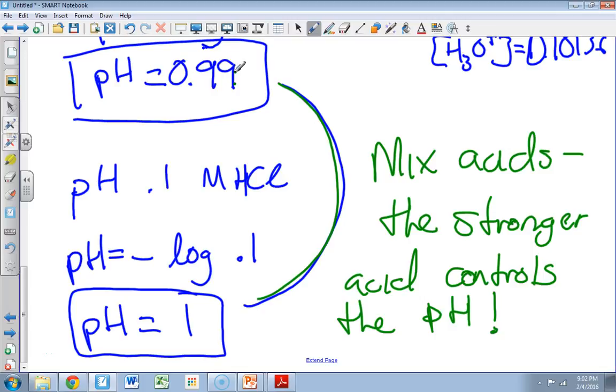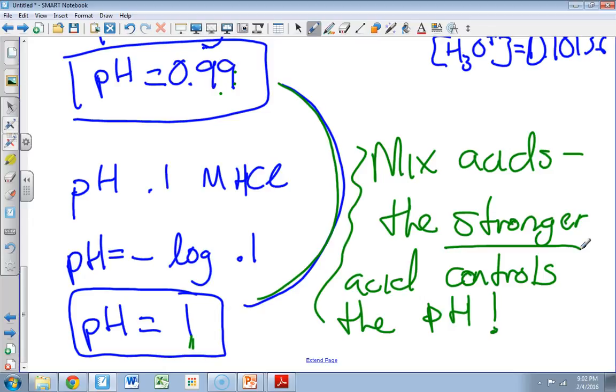So what is the pH of just the HCl? 1. What is the pH of the HCl plus HF? Still just about 1. So whenever you mix acids, yeah, you have to go through this ICE chart process, and you kind of have to figure all this out. But just know that if you're asked for the pH, you just need to pick the stronger acid, and then work your way through that.